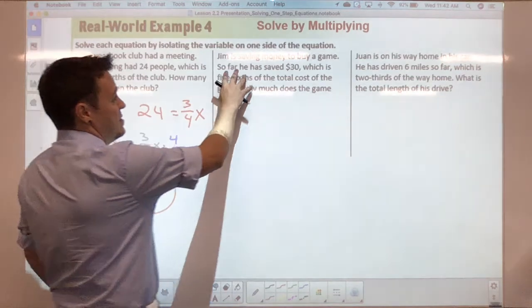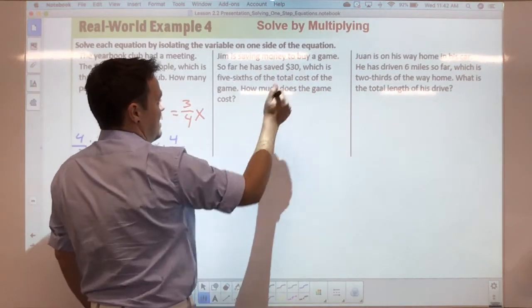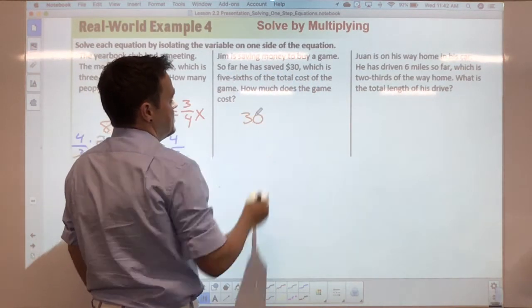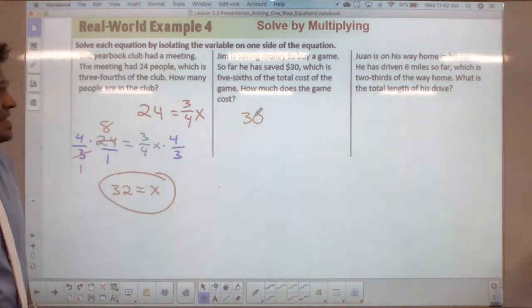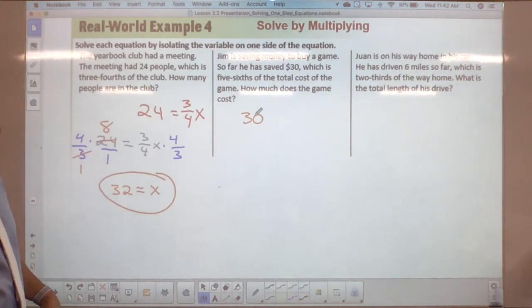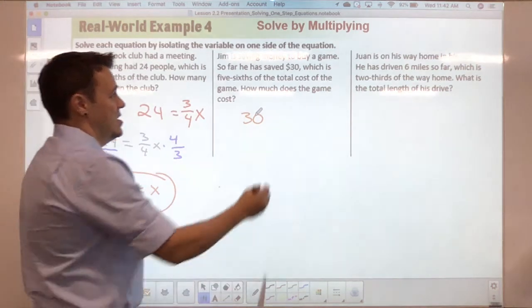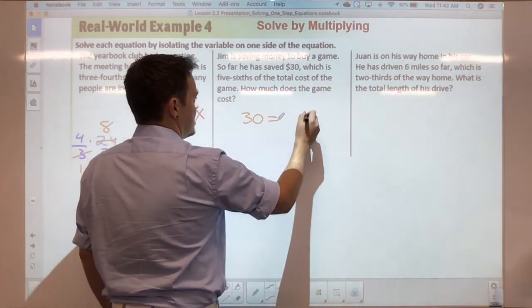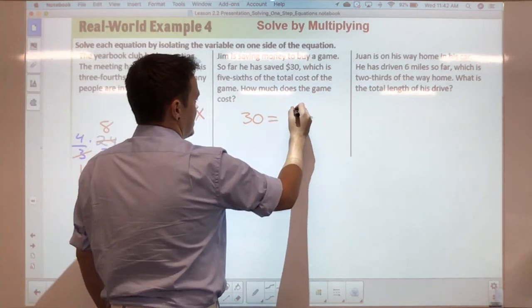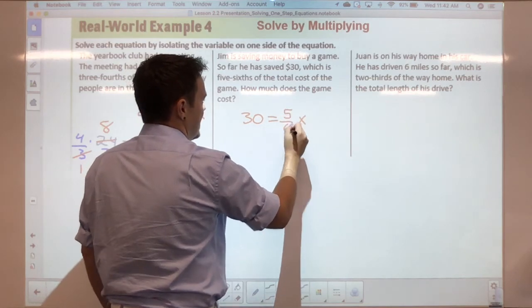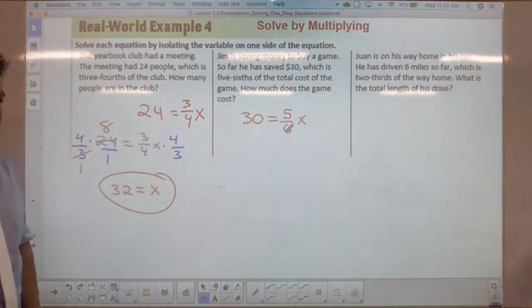All right, Jim is saving money to buy a game. So far he has saved $30, which is 5/6, sorry, of the total cost. Okay, so we know the total cost is something over here, and he has so far saved 5/6. How much does the game cost?